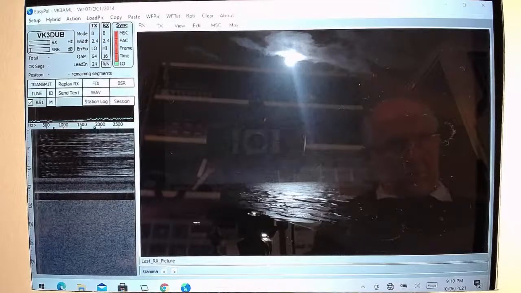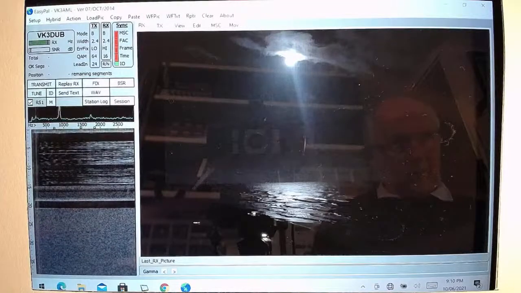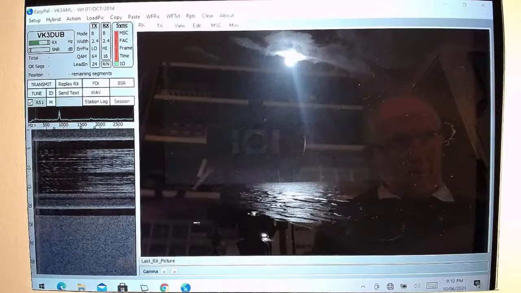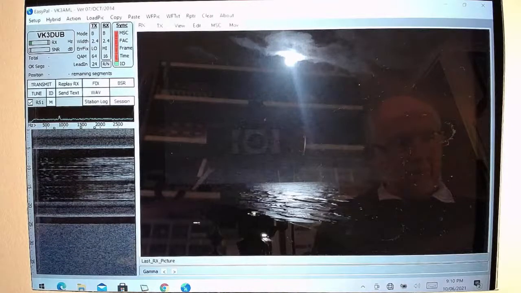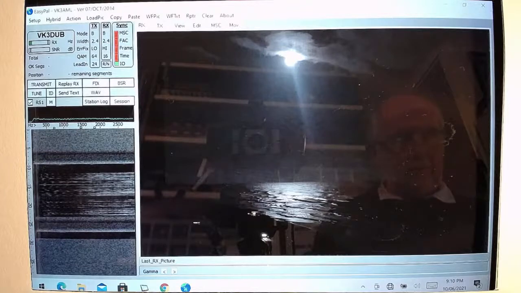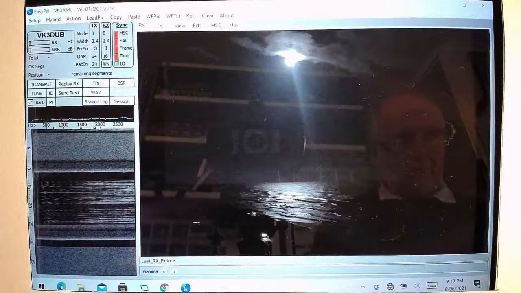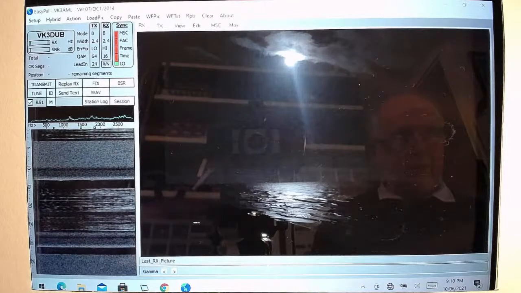Okay, Stan, did you want to have an attempt at transmitting an image tonight before you go, VK3BOT? I think Stan's already left. Okay, no worries. 73 Stan, and we'll talk to you later on. Okay, Grayson, VK3DUB, you're up for an image when you're ready. How's your week been and how are you?